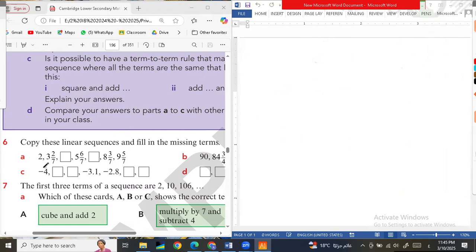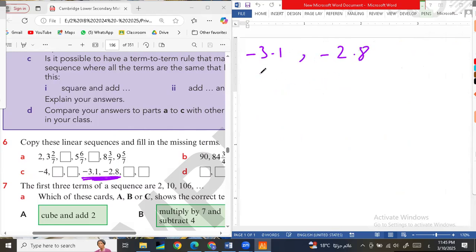Question C here says to you -4, then blank, then blank, then -3.1, -2. All right, what can I use to determine the term-to-term rule? I need two terms that are consecutive, that come right away after each other. Like what? Here, it's -3.1, and I got -2.8.